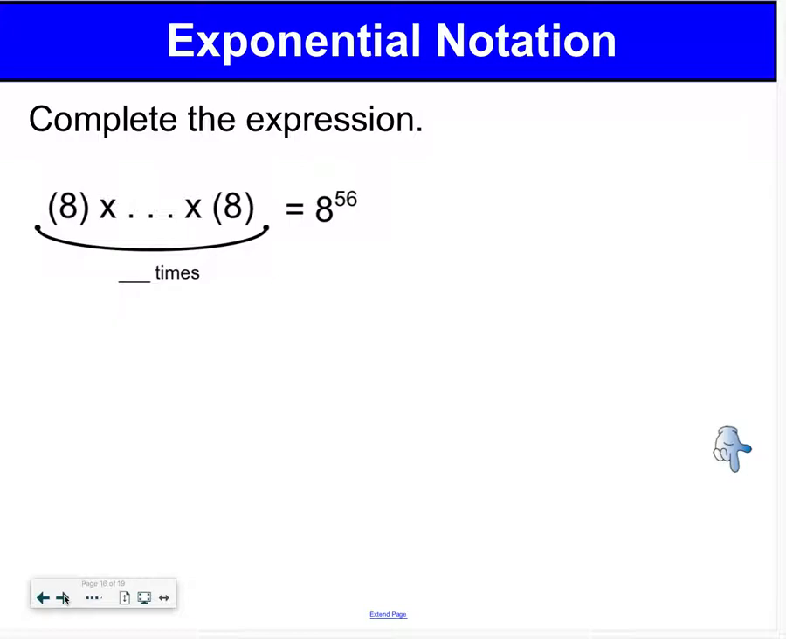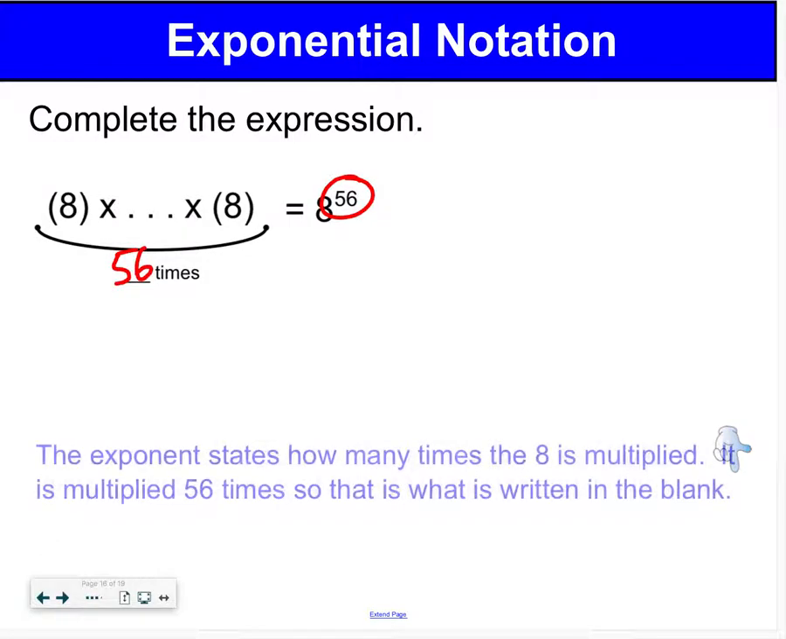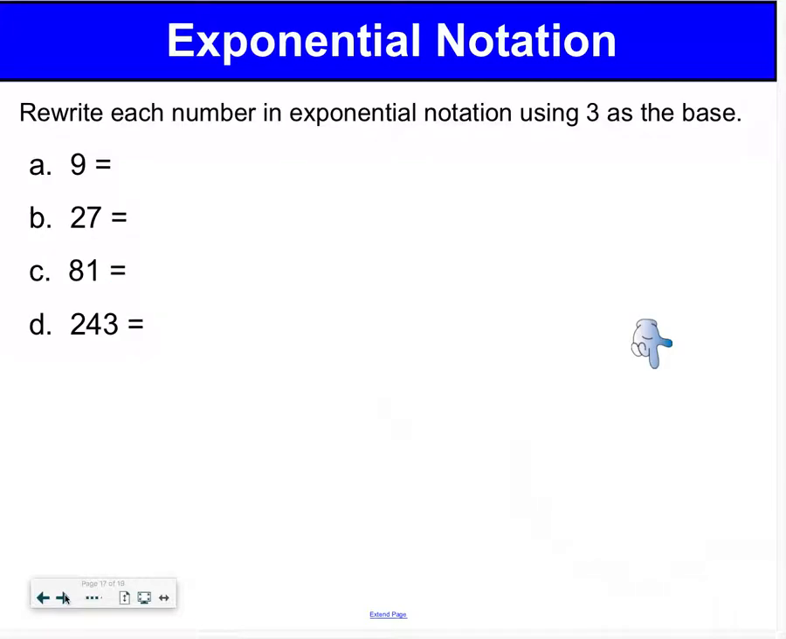This one is really easy because it's simply the reverse and they do all the work for us. This 56 tells us how many times the 8 is multiplied by itself. Pretty simple. The exponent states how many times the 8 is multiplied. It is multiplied 56 times, so that is what is written in the blank.